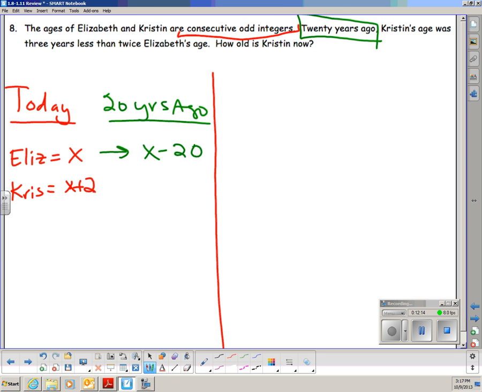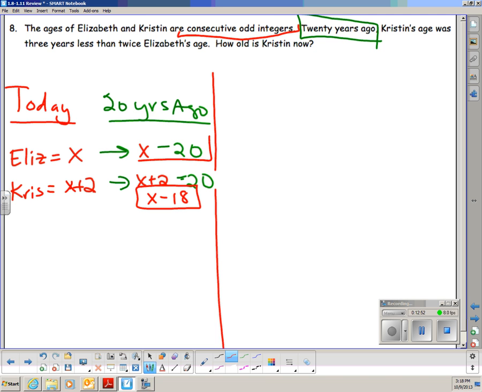So for example, if Elizabeth was 10, oh, sorry, I can't use 10. If Elizabeth was 30, her age 20 years ago would be 30 minus 20, which is 10. Same thing here. I'm going to take Kristen, x plus 2, and subtract 20. If you're looking at this color-coded, I'm taking my old ages, which are in red, whatever they are, and doing the same thing to both. I'm subtracting 20. I'm subtracting 20. And x plus 2 minus 20 becomes x minus 18 for a simplified version.